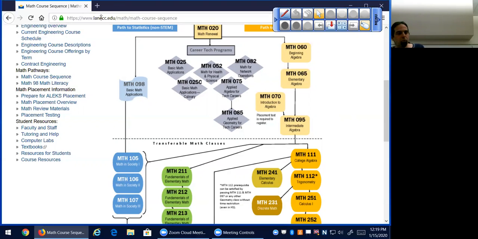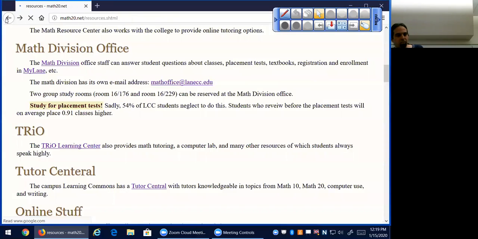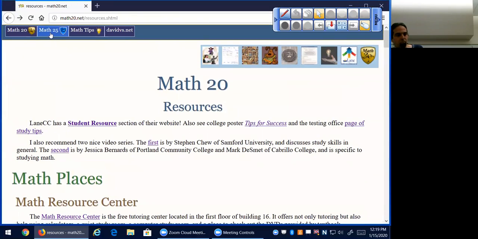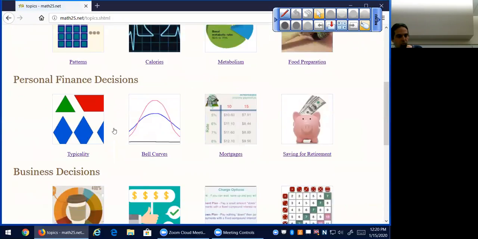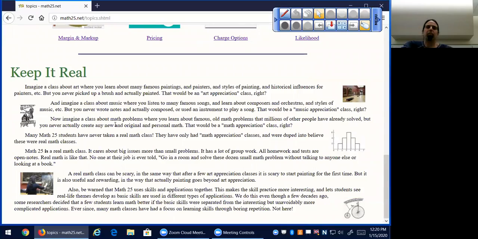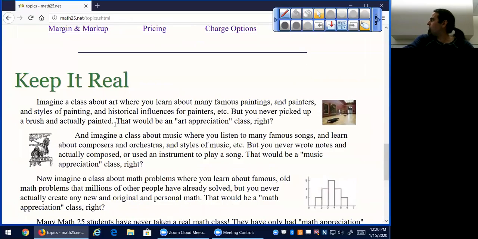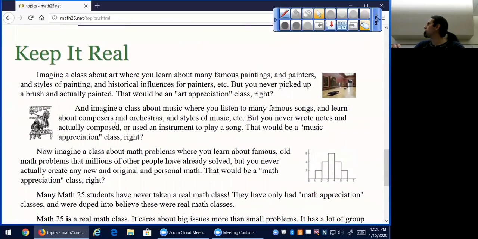It's also an advertisement. If you go to our class website again and jump to Math 25, okay, Keep It Real, by the way, is a reference to Gracie Jiu-Jitsu. But imagine a class about art where you learn about lots of paintings and famous painters and styles of painting and historical influences of painters, but you never picked up a brush. That would be an art appreciation class, right? It's not an art class.